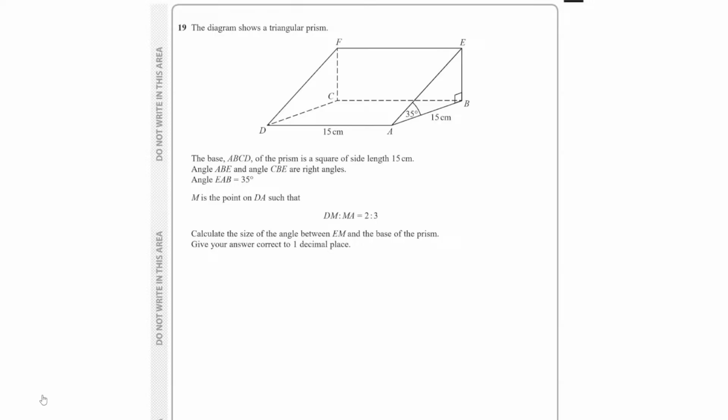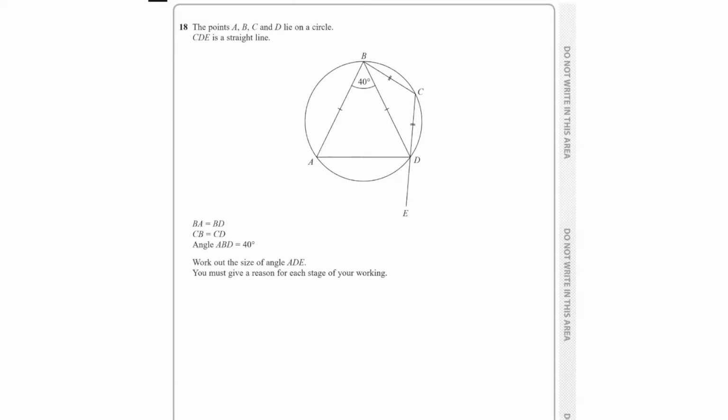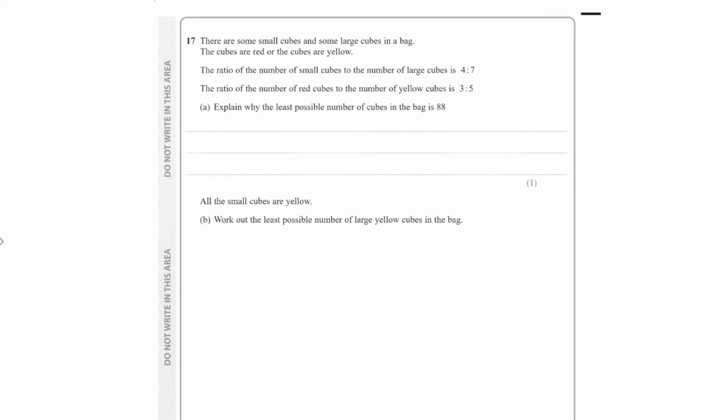Okay, we're going to go back. So we had a few topics, like 3 questions that we missed. Okay, question 17. There are some small cubes and some large cubes in a bag. The cubes are red or the cubes are yellow. The ratio of the number of small cubes to the number of large cubes is 4 to 7. The ratio of the number of red cubes to the number of yellow cubes is 3 to 5. Explain why the least possible number of cubes in the bag is 88.